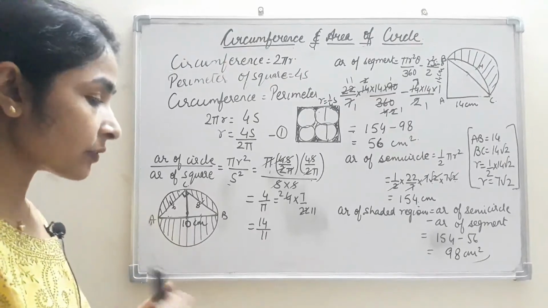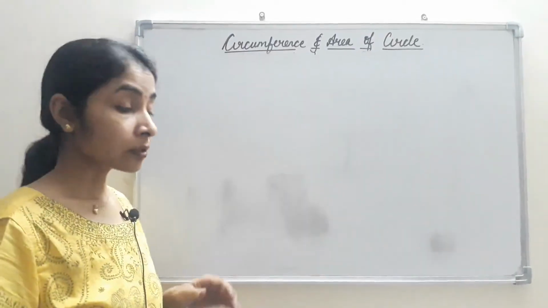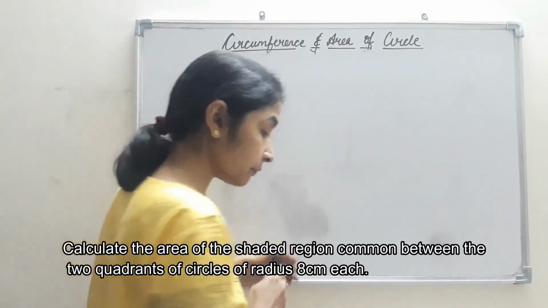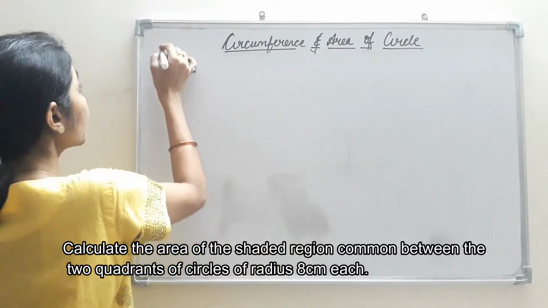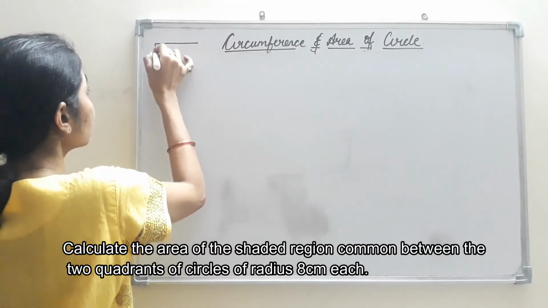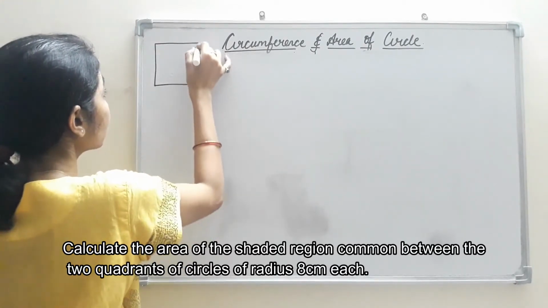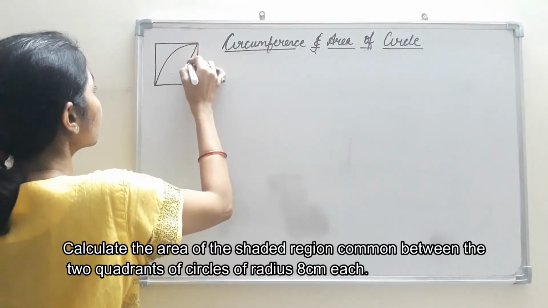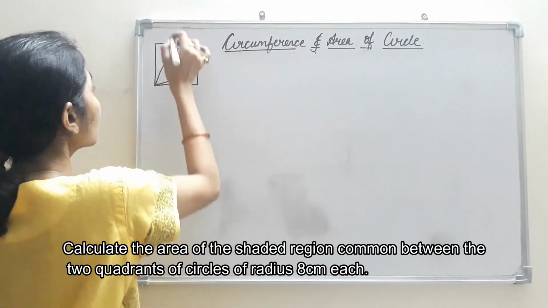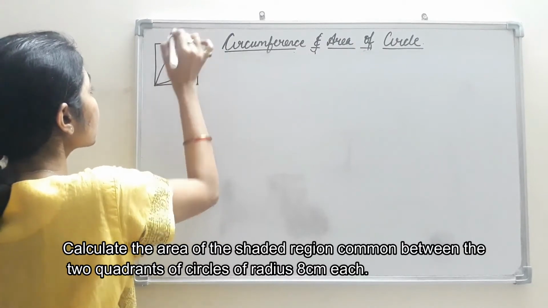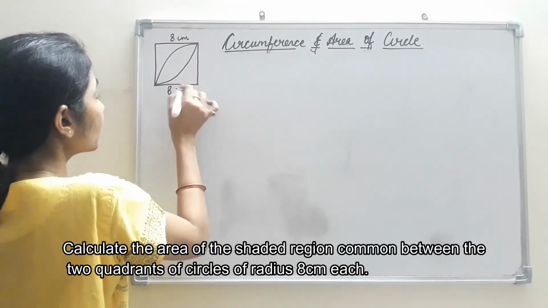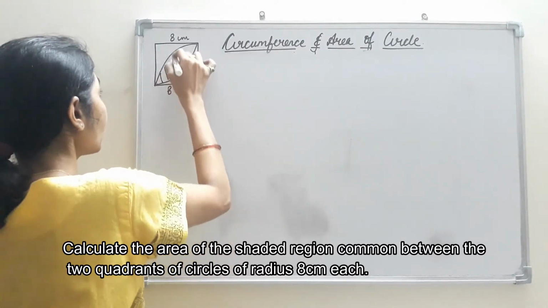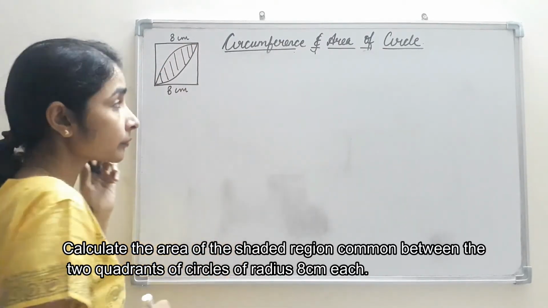Okay, let us take some more examples. So let us see a few more examples. Here we are given a figure. The figure is like this. We are given a square, and in between we are given a portion like this. 8 centimeter is the side of the square that is given to us. We are supposed to find out the area of this shaded region.